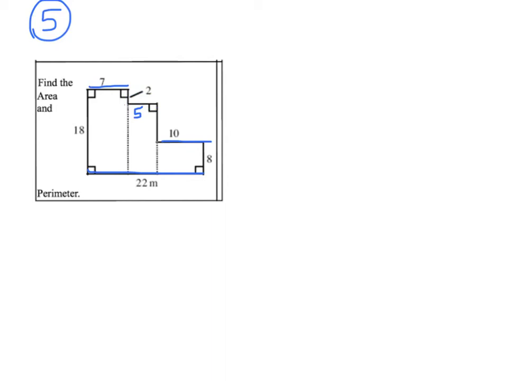Then our other part we're missing is this line. So if we find our last missing line, we can see that this whole thing right here is 18. We know this little section is 2 and this section is 8, so we can find this missing section. So we are going to take 18 minus 8 minus 2, and this smaller section here is going to be 8 centimeters as well. So now we have all of our dimensions and we can find our perimeter.